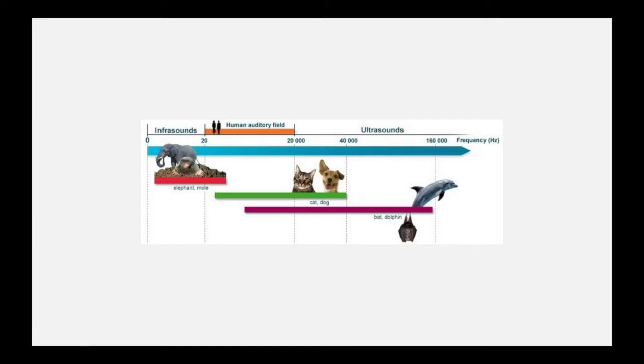I'm not going to talk a lot about echolocation. It's just interesting that different critters, based on their evolutionary history, have evolved the ability to hear different frequencies. So all these animals can hear sounds that we would not even be aware of. Pretty cool.